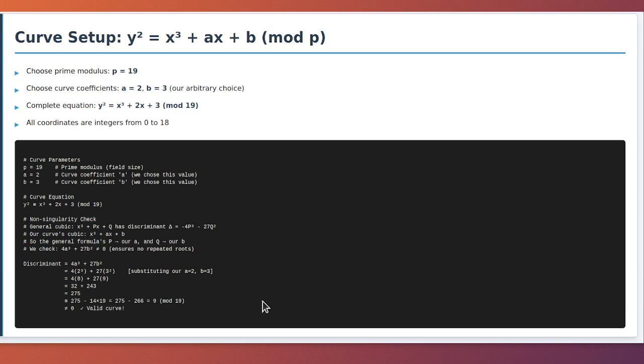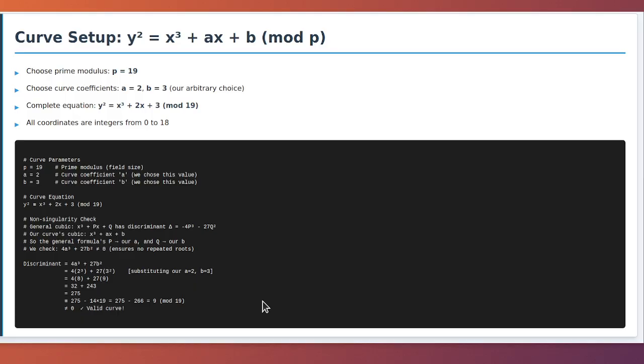Here's where the naming gets a bit confusing, so pay careful attention. In the general theory of cubic polynomials, mathematicians write a standard cubic as x cubed plus capital P times x plus capital Q. The discriminant of this general cubic is negative 4 times capital P cubed minus 27 times capital Q squared. Now, when we apply this to our elliptic curve, the cubic polynomial on the right side is x cubed plus ax plus b. Comparing these forms, we see that capital P in the general formula corresponds to our curve coefficient a, and capital Q corresponds to our curve coefficient b.